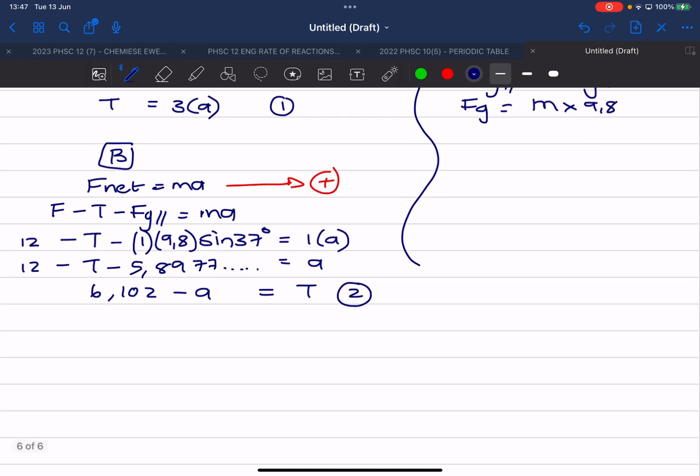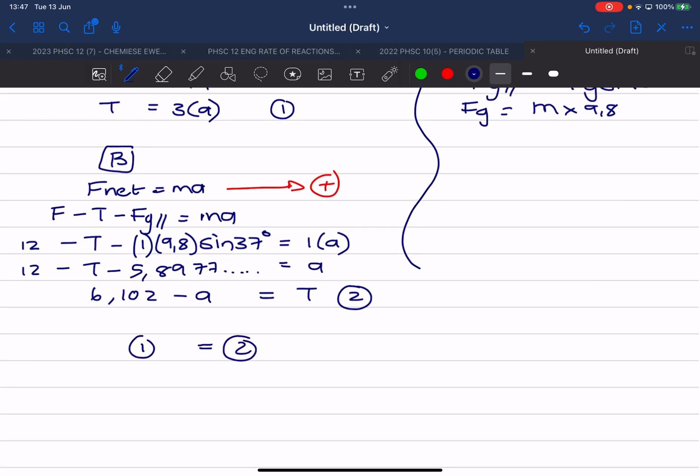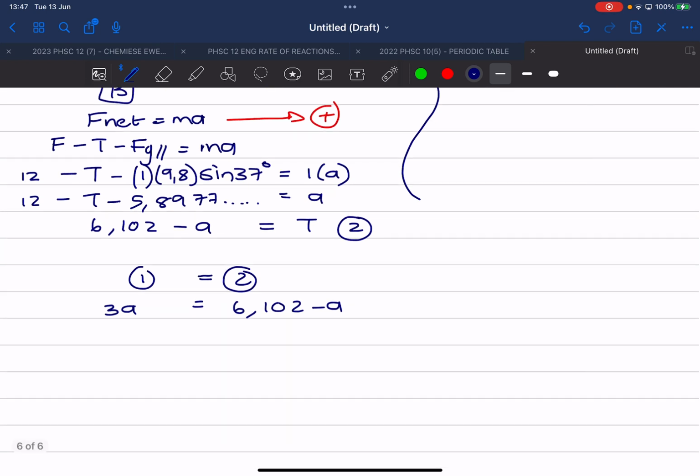Okay, so then we can say let 1 be equal to 2. Then I have 3a is equal to 6,102 minus a. Dan het ons 4a is gelijk aan dit. En a is gelijk aan 1,53 meter per seconde kwadraat. Ek gaan nog eens kyk, ergens is daar 'n fout in die memo.